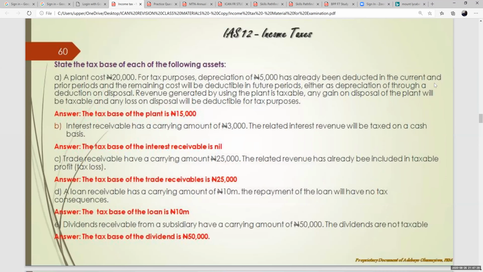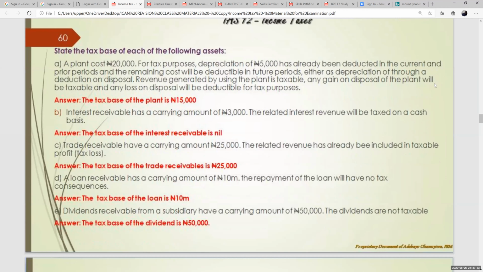Now, this first question says, a plant costs 20,000 naira. For tax purposes, depreciation of 5,000 has already been deducted. They say for tax purposes, depreciation has been deducted. It means this is a tax deduction, not an accounting deduction, which means this is a capital allowance. Now, we are told that revenue generated using this plant is taxable, which then means that there's a tax consequence to this. In that case, what will be the tax base?